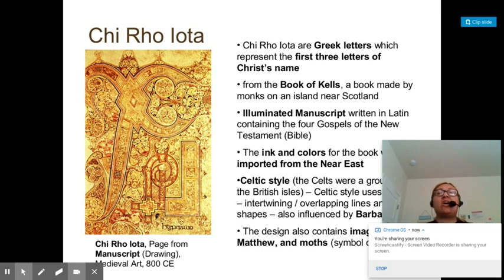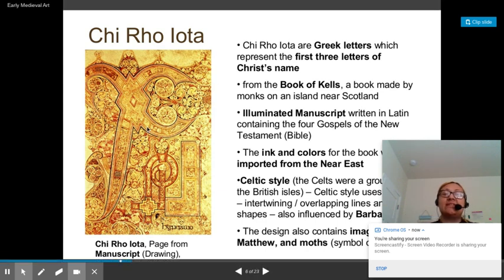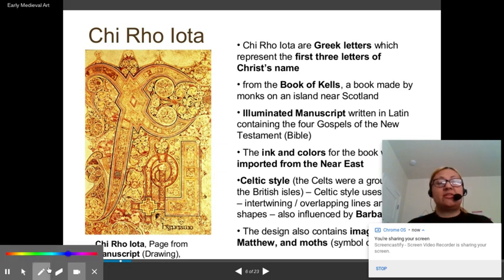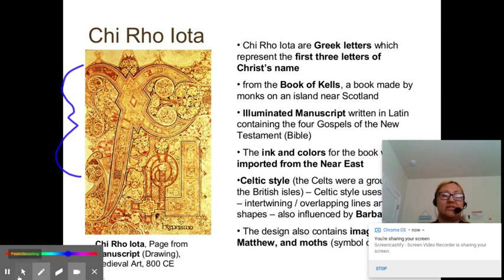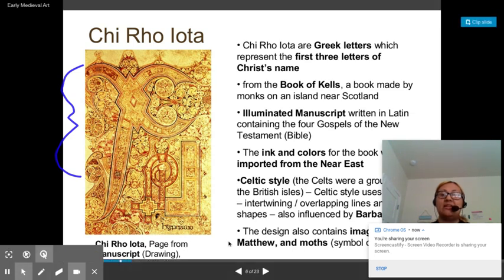So yesterday we talked about Celtic style, and your daily question was, what is Celtic style? And Celtic style is basically, it has a lot of overlapping lines and swirls, just like this manuscript drawing right here. Okay, we talked particularly about this manuscript drawing, and it has the Celtic style. Okay, so let's go on to the next slide.